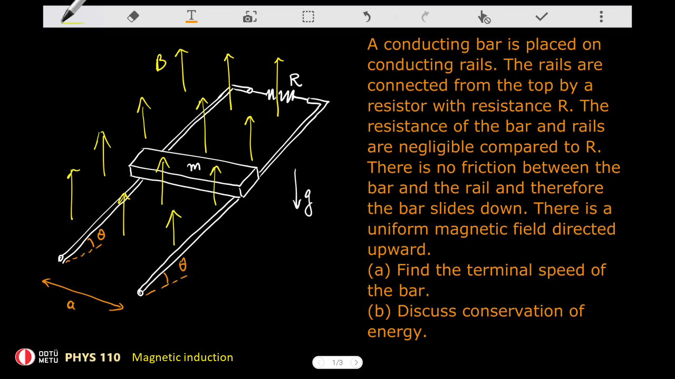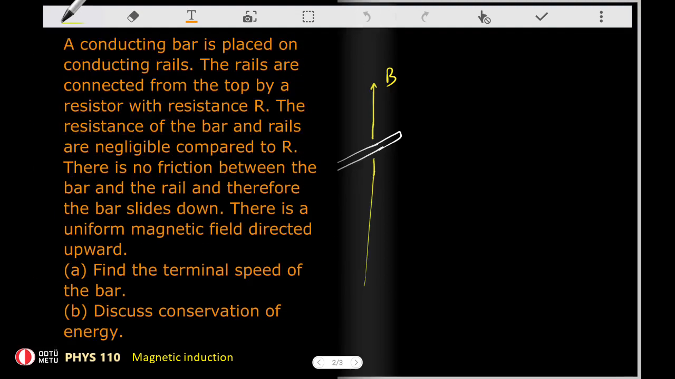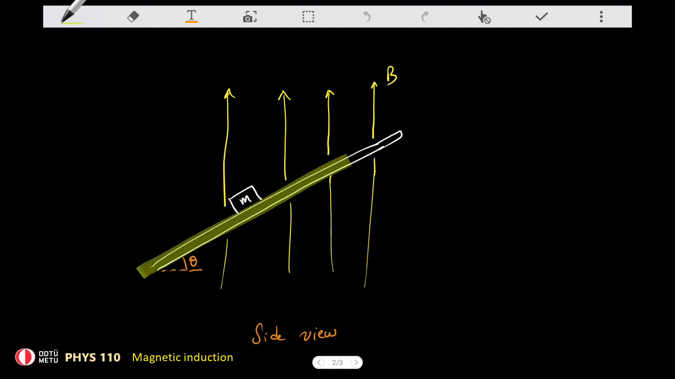This is quite similar to the first problem that we have solved, but now the crucial difference of that problem from the previous one is that there are now angles in here. So the setup of the problem is like that. There is actually an incline in here, so let me show the side view. So that's the side view, right?